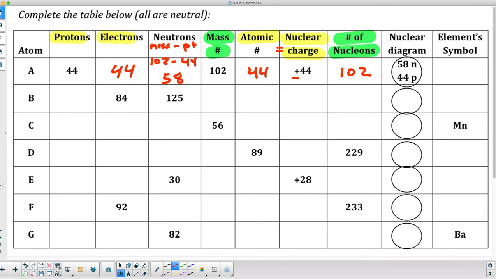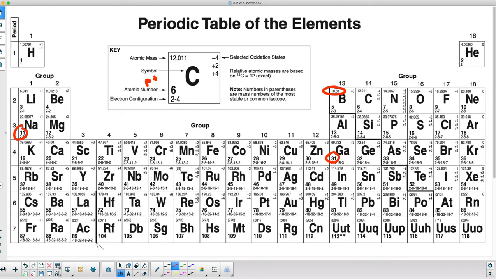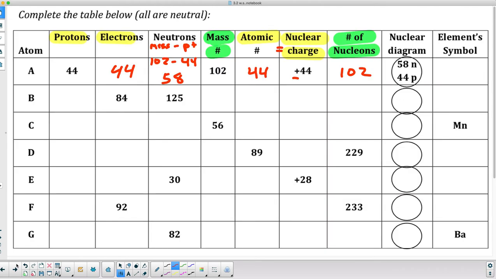So 58 neutrons. Over here, in the nuclear diagram, that N is for neutrons and that P is for protons. I simply write the number of neutrons and the number of protons. My element symbol for this, if I go back to number 44 on the periodic table, is this one right here. That's Ru, ruthenium.